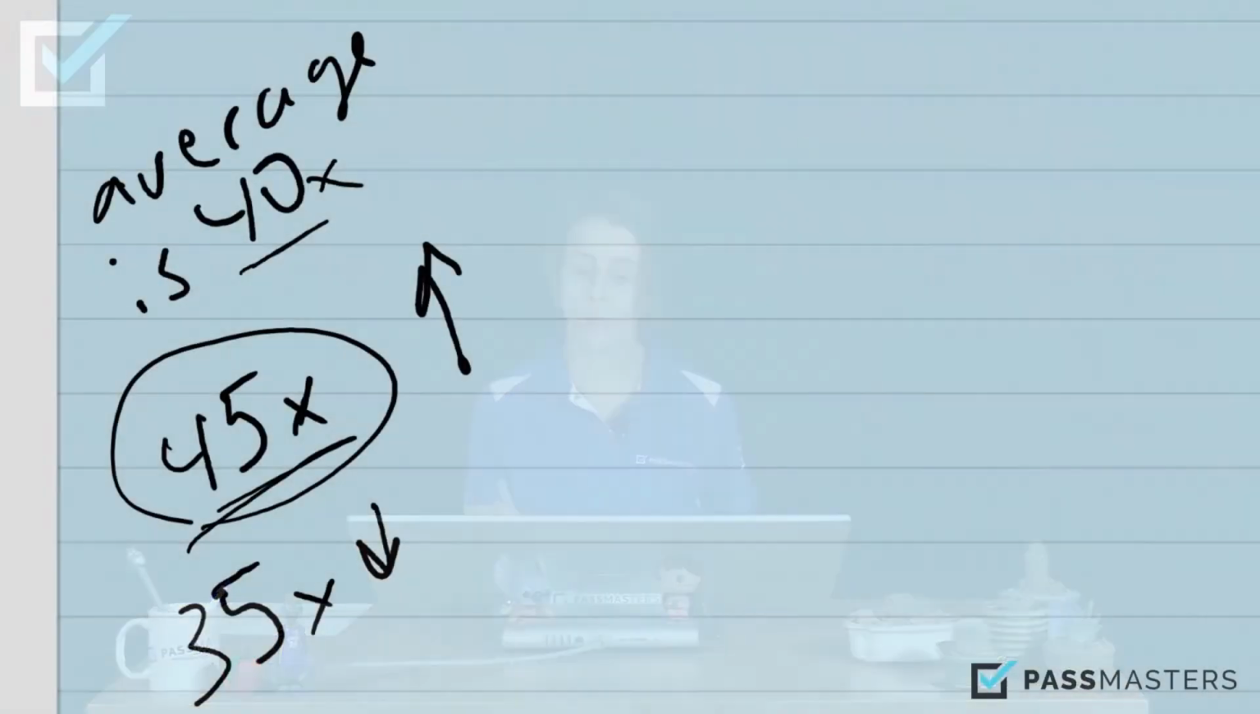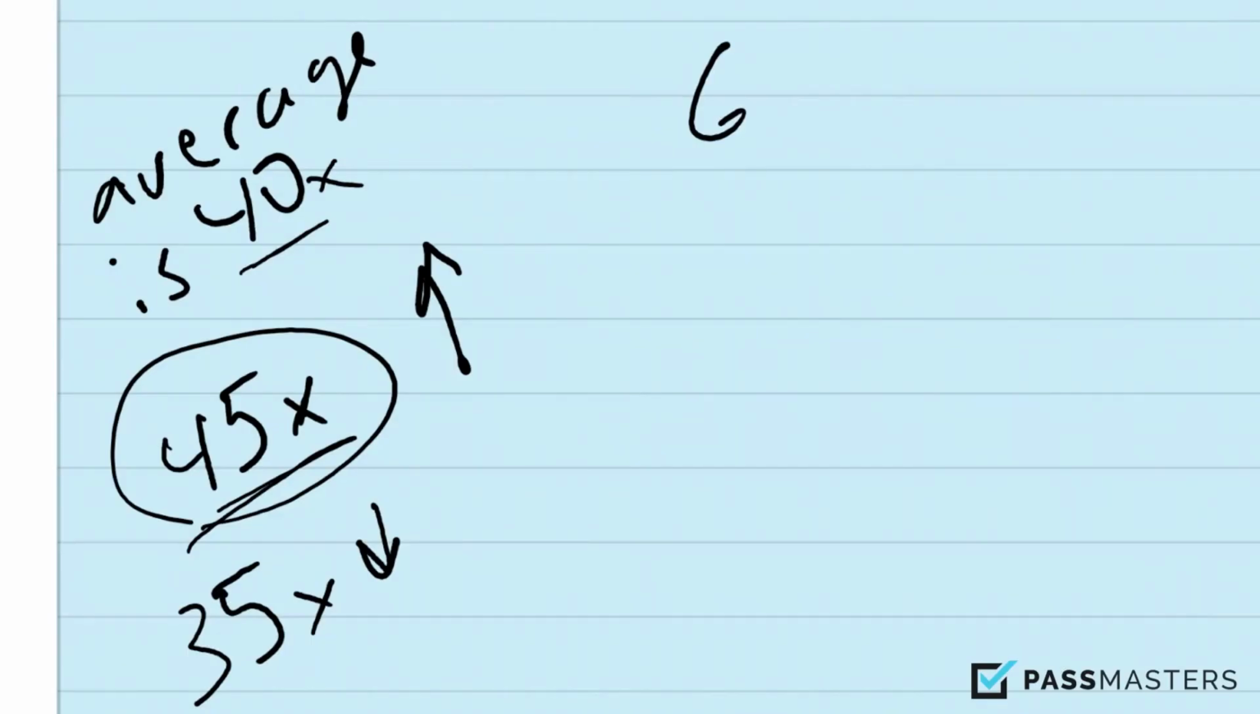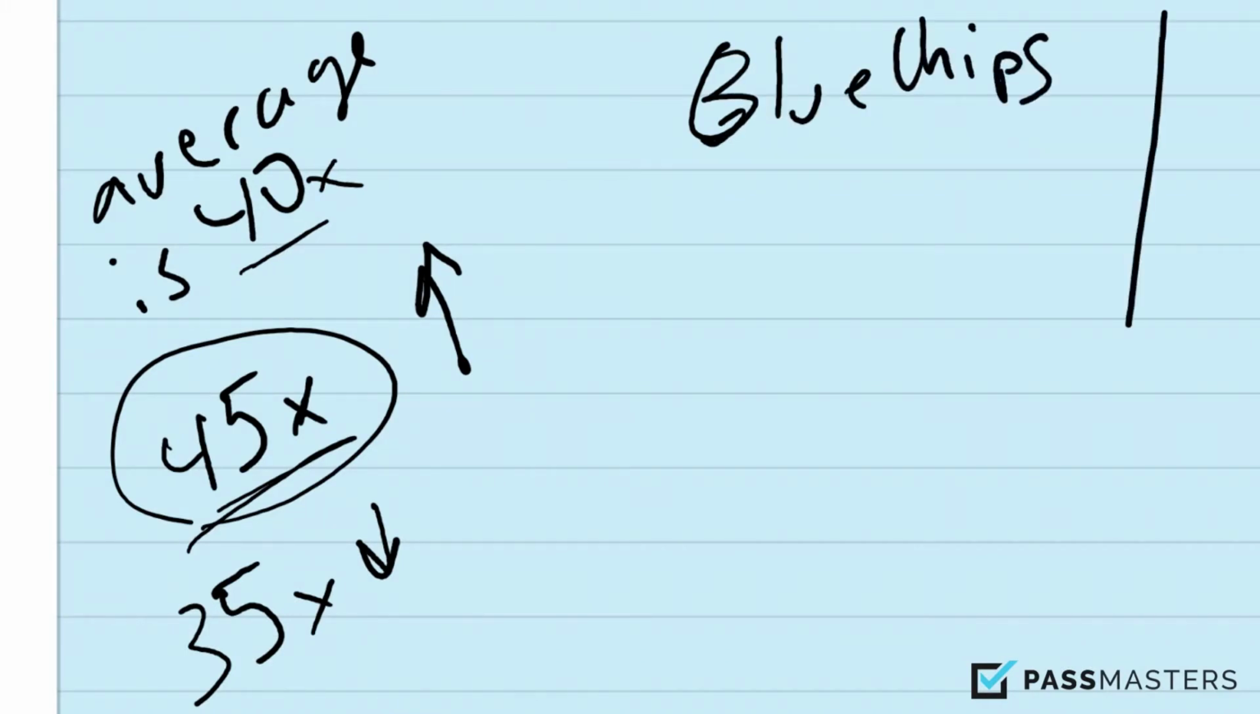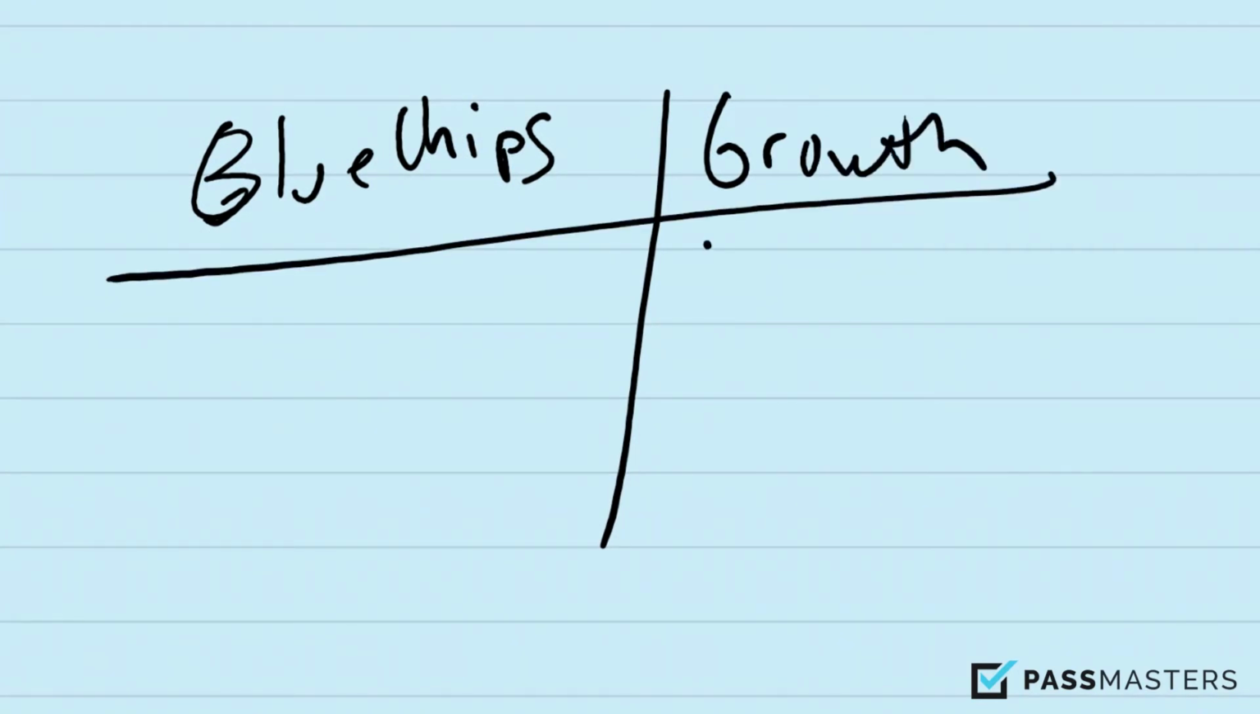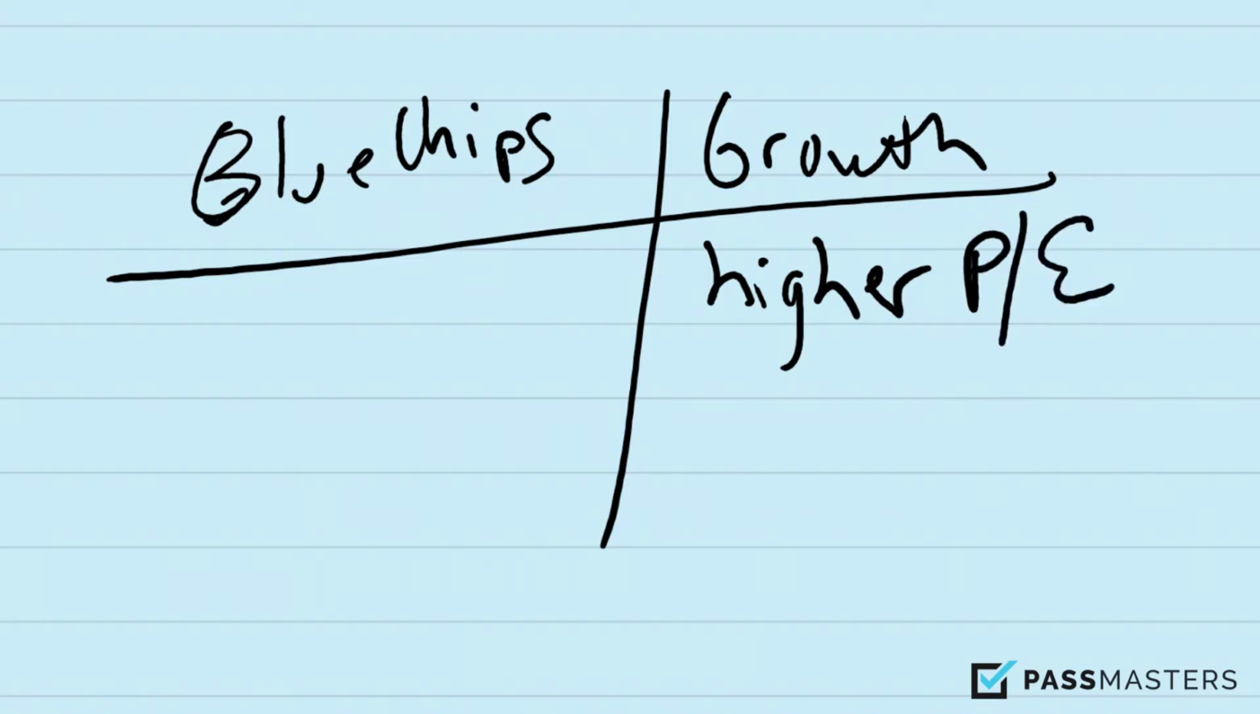Let me ask, who has a higher price-earnings ratio? Blue chip stocks or growth? Blue chips or growth? Who has the higher price earnings? Growth. Growth stocks have higher price-earnings ratios.